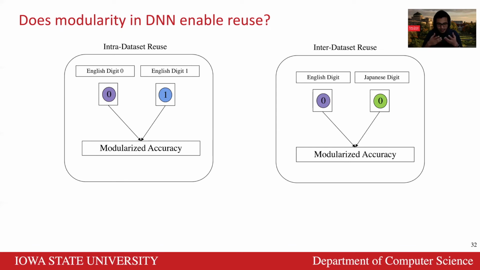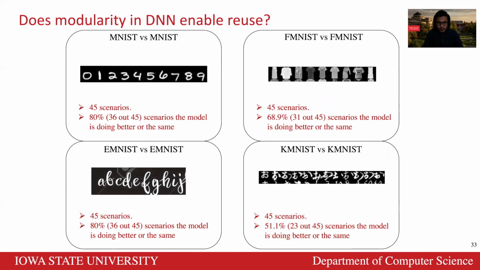Second, inter-dataset reuse. In this scenario, we study modules decomposed from two different DNN models. The intra-dataset reuse evaluation has been carried out on all the datasets, and each of them has 45 scenarios, where we choose two classes from the 10 classes in our dataset, that is, 10 choose 2, which comprises 45 examples.